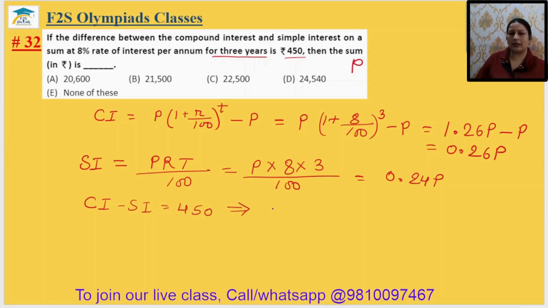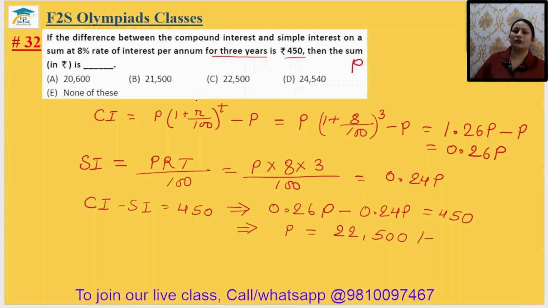It is given that CI minus SI equal to 450. So we can write 0.26P minus 0.24P equal to 450. After simplification, we will get 0.02P, and 450 divided by 0.02, you will get 22,500. It means the principal is 22,500. It is in option number C. 32nd answer is option C.